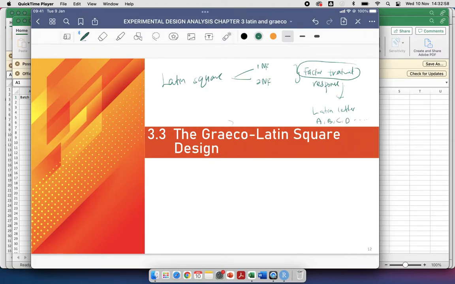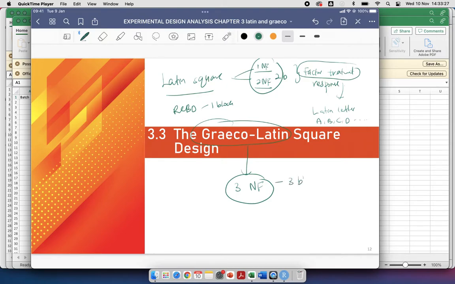So now we have Graeco-Latin. What is the difference between Graeco-Latin and Latin square? Graeco-Latin has 3 nuisance factors. So if Latin square has 2, Graeco-Latin has 3 nuisance factors. So we want to block in 3 directions. In RCBD there is only 1 block, in Latin square we have 2 blocks, and in Graeco-Latin we have 3 blocks. So there will be 4 factors.